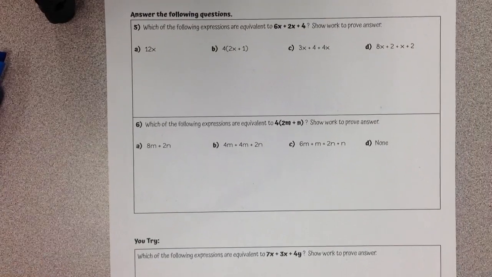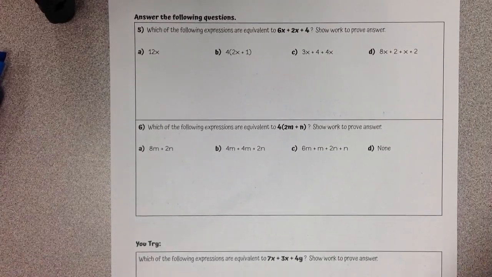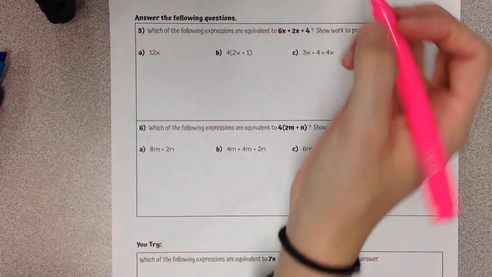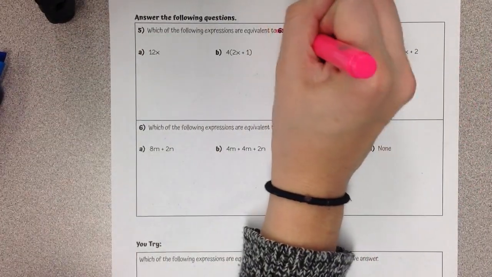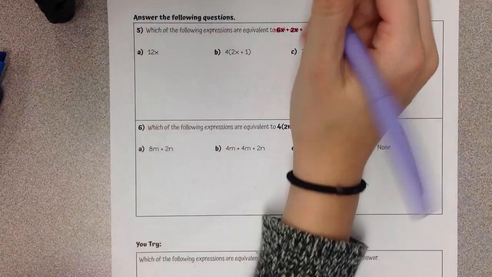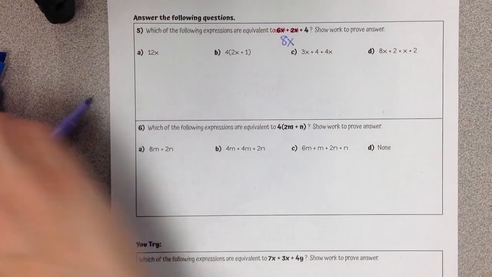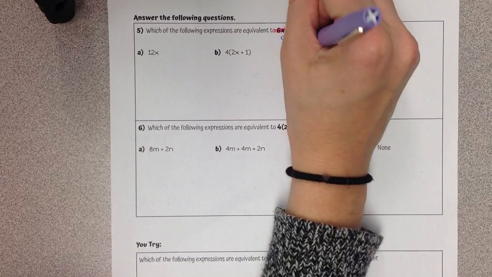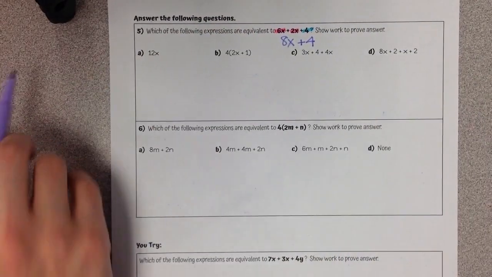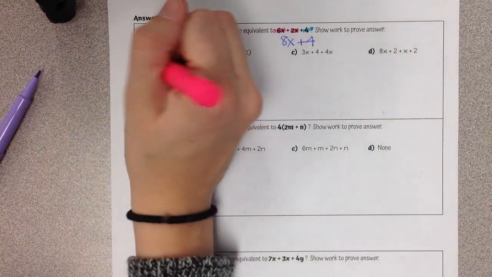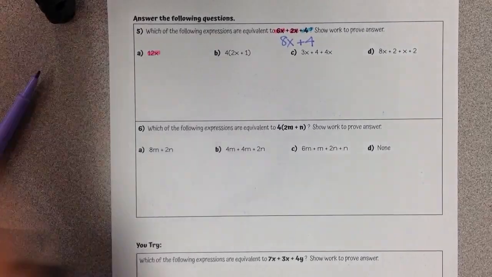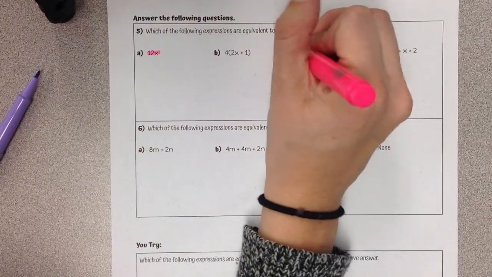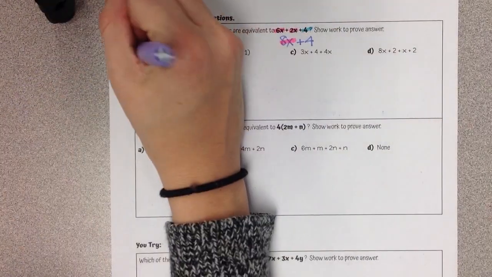Number 5. Which of the following expressions are equivalent here? We've got our x's that we need to combine. 6x and 2x is 8x plus 4. Now let's compare. This is already simplified. They have different x values, so automatically we know they are not equal.